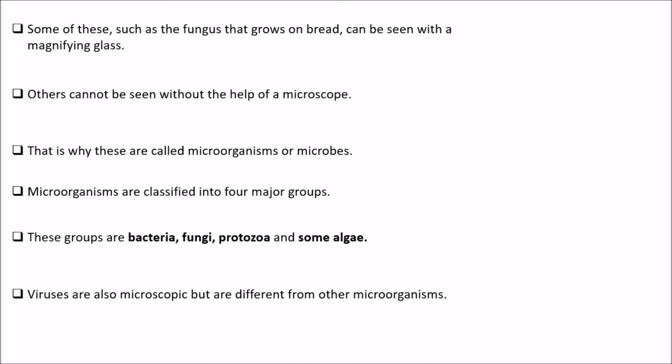Once again, some of the microorganisms that grow on bread, such as fungus, can be seen with the help of a magnifying glass, and others cannot be seen without a microscope. That is the reason why these are called microorganisms or microbes. Microorganisms are classified into 4 major groups: bacteria, fungi, protozoa and some algae. And coming to another class of microorganisms, we have viruses, which are different from other microorganisms.